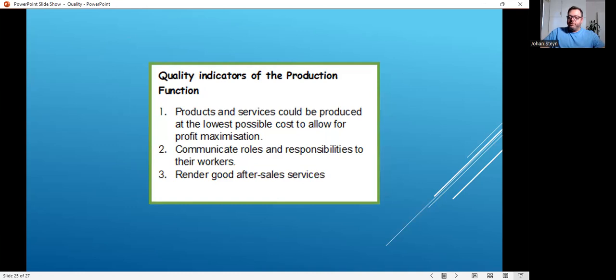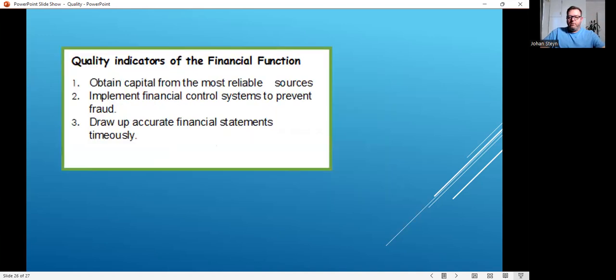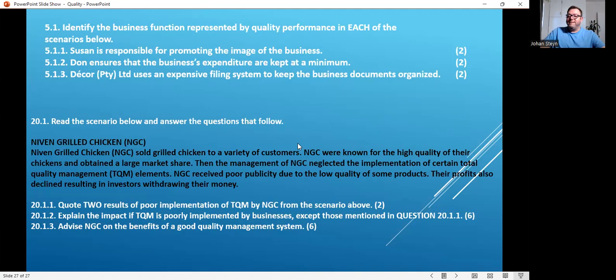Quality indicators of the production function. So therefore, you look at how services could be produced at the lowest possible cost. They make sure that they're doing it to the best of their ability. They communicate the roles of every single person so that everyone knows exactly what they're supposed to be doing. Obtain capital from the most reliable sources. You do it at a bank. You don't go to a loan shark. You implement financial control so that people can't steal your money, so there's no fraud. Draw up accurate financial statements so that you know whether the business is actually profitable or not.